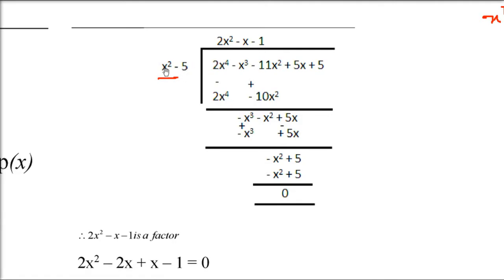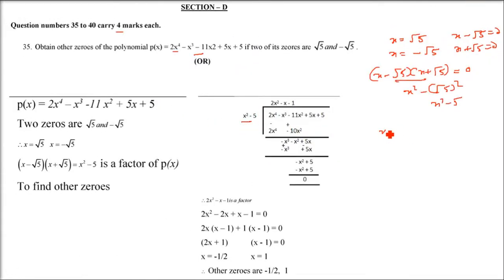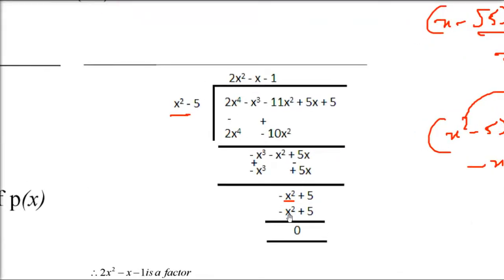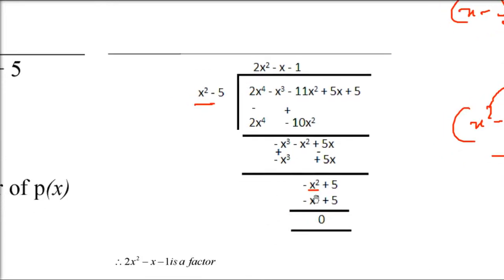That is the 5x. So x cube and 5x will be removed, and minus x square and 5 you can take down. So minus x square plus 5 it will be. Now you need this one, minus x square plus 5. When you multiply x square minus 5, you need minus x square, so you need to multiply it with minus 1. So what do you get? Minus x square plus 5. Now you can bring this down and subtract, and you will get a 0. You can just subtract these two and you will get 0. That means when you divide these two, the remainder is 0.